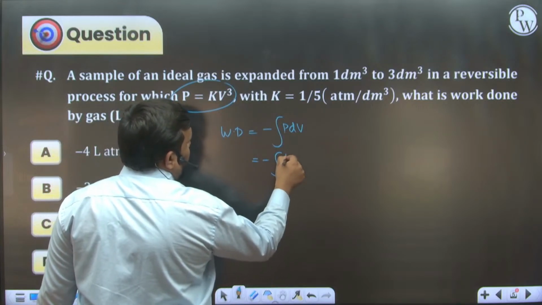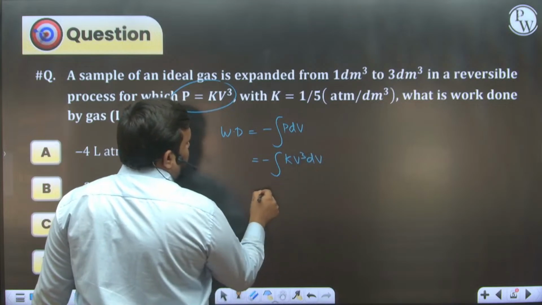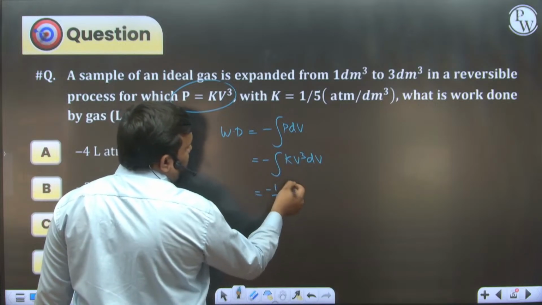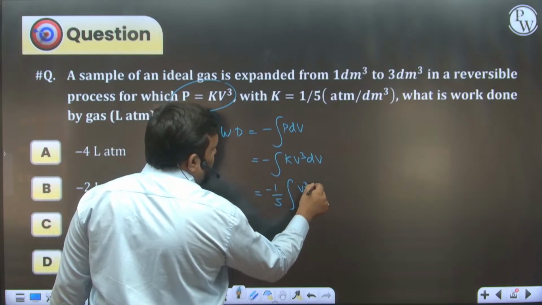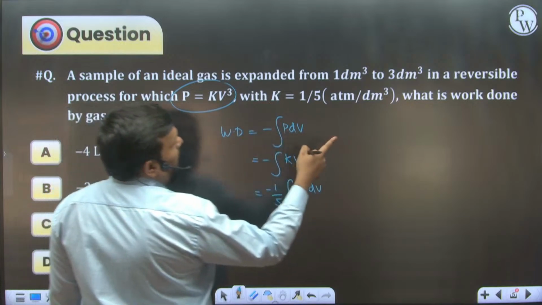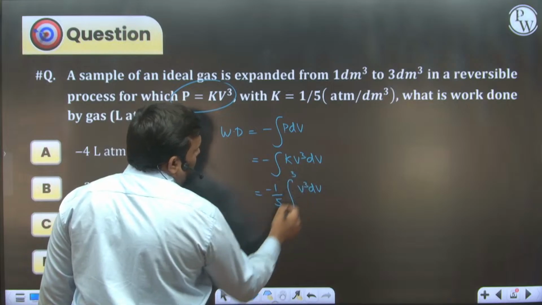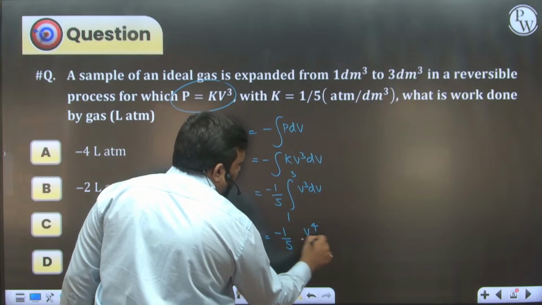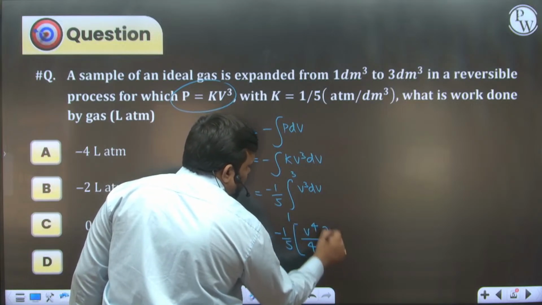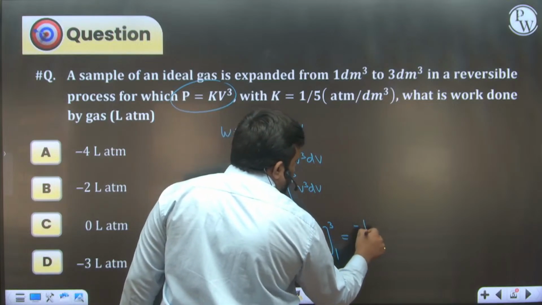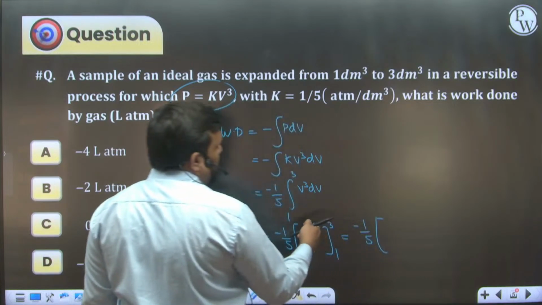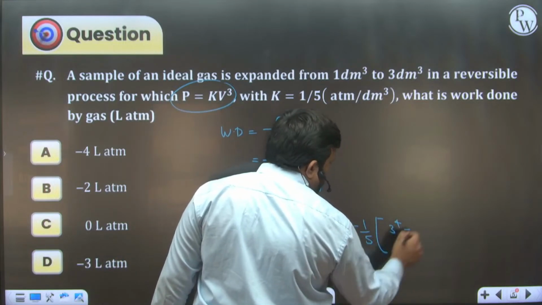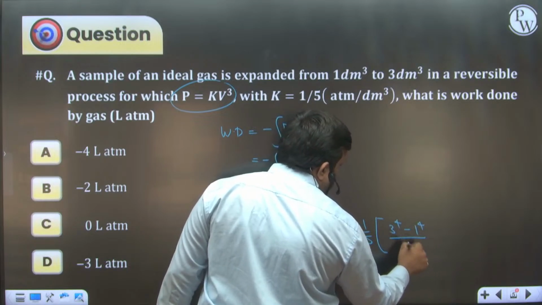So we are having K V power 3 dV, and the K value they have given over here is 1 by 5. So I am taking this minus 1 by 5 outside. Integration of V cube dV, for the limits from 1 to 3. Okay. So let us have the integration over here. V cube integration is V power 4 upon 4, and the limits are 1 to 3. So we are getting minus 1 by 5 into V power 4, so 3 power 4 minus 1 power 4 upon 4 over here.